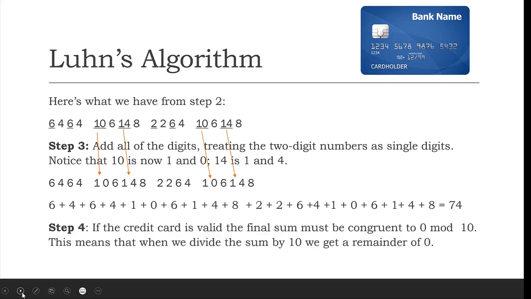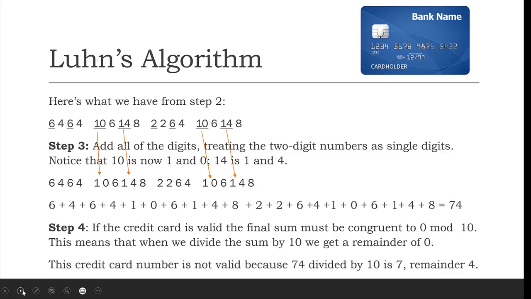Now remember, the credit card was valid if the sum was congruent to 0 mod 10. Here we see it's not, because when we take 74 and we divide by 10, we get 7 remainder 4, which means the credit card is not valid.